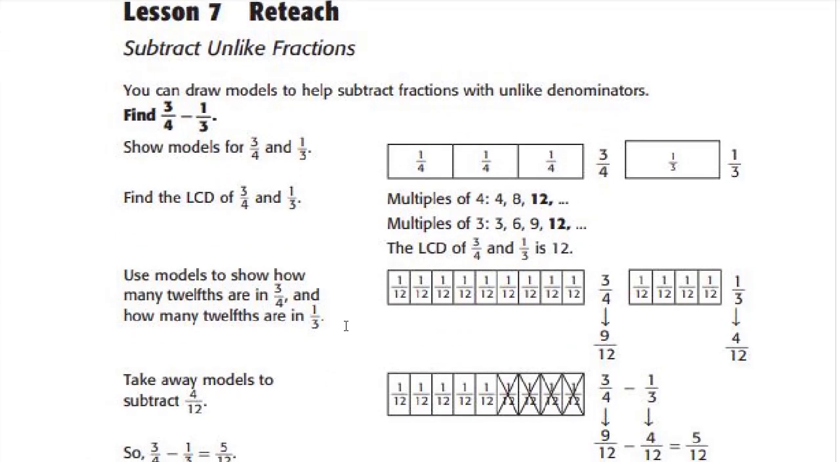Subtract unlike fractions. You can draw models to help subtract fractions with unlike denominators. I like this. And I just want to say one more thing about the previous one. If you guys are in my class and maybe it wasn't too easy for you, send me a note on Dojo and I'll help you.